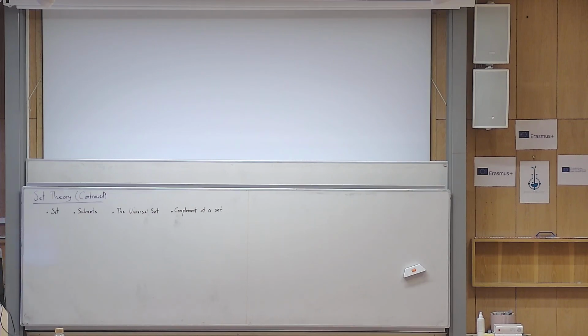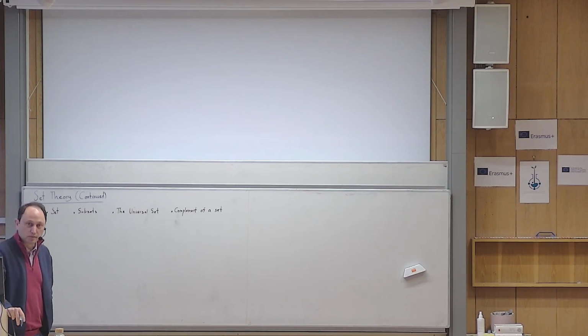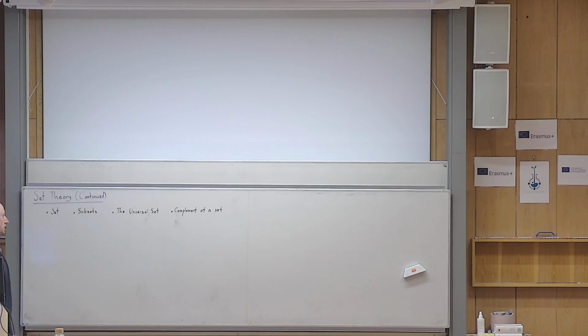But now we want to learn how to operate amongst sets. For example, when we discuss numbers, we learn how to operate among numbers by adding them, subtracting them, multiplying them, dividing them. So we want to define some operations on sets. The operations that we look at are more or less the only operations in set theory.